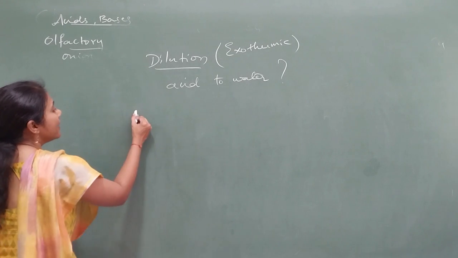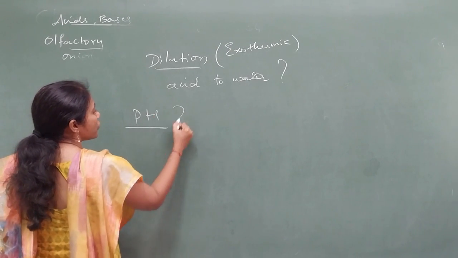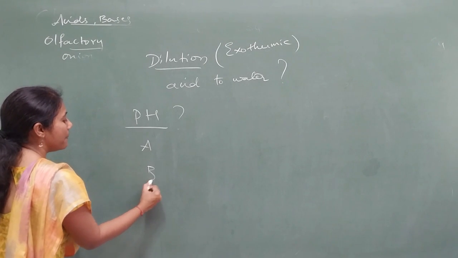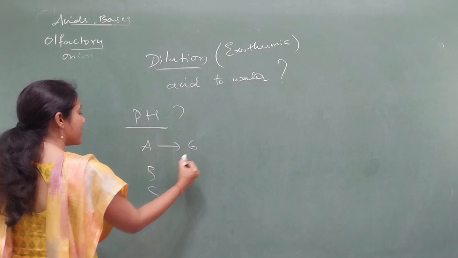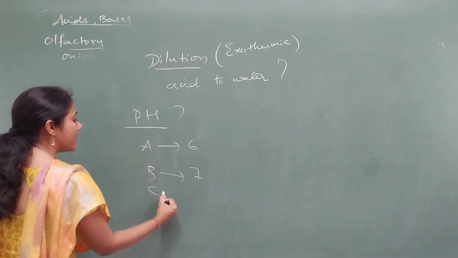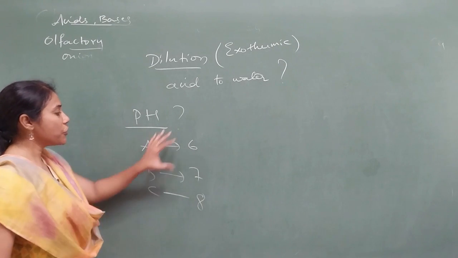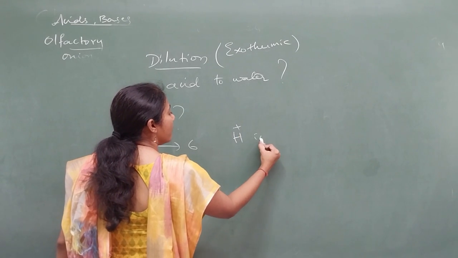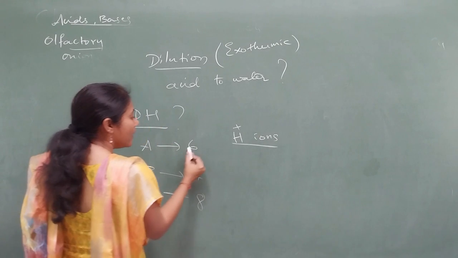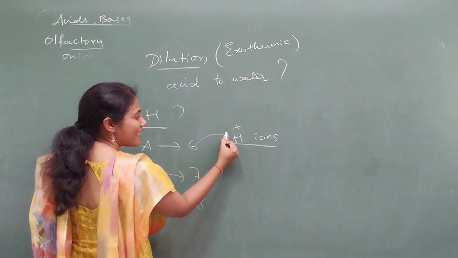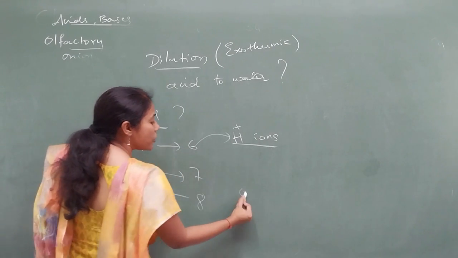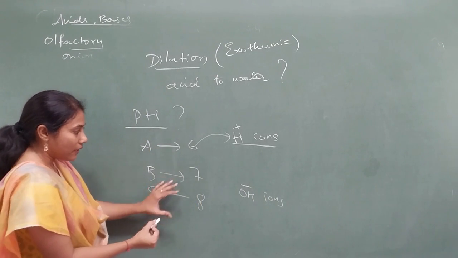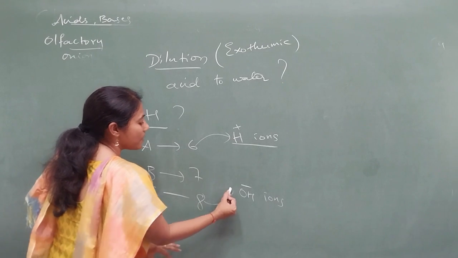And after that, something about pH. They'll give you pretty easy questions. A, B, C. A has a pH 6, B has a pH 7, C has a pH 8. Which of them has maximum H plus ions? Lesser the pH value, that has maximum H plus ions. Which has got maximum OH minus ions? Higher the value, maximum OH minus.